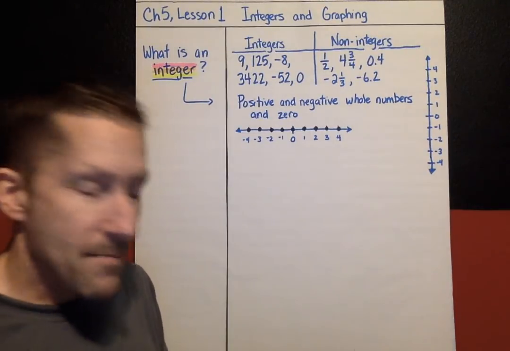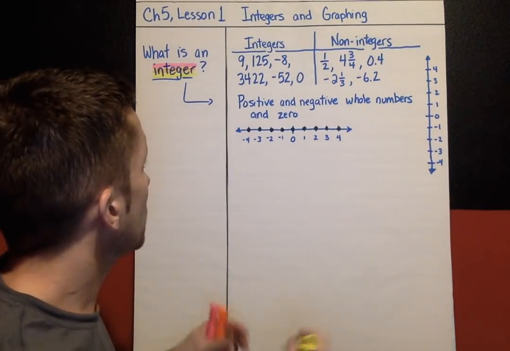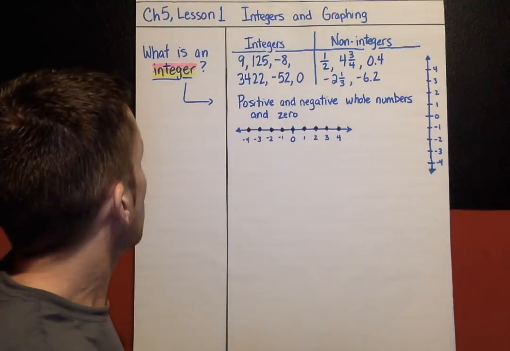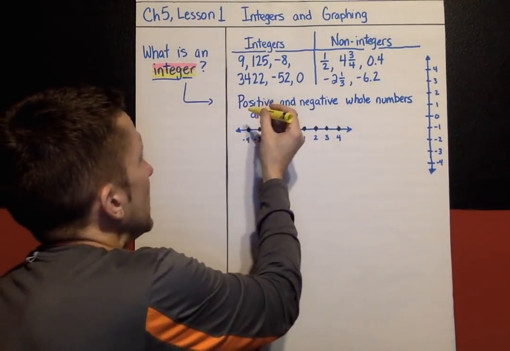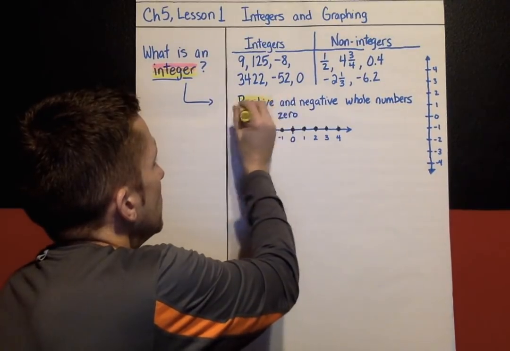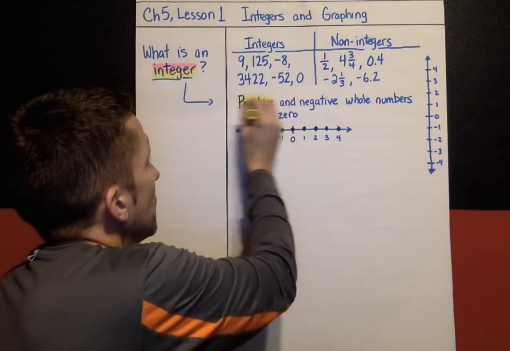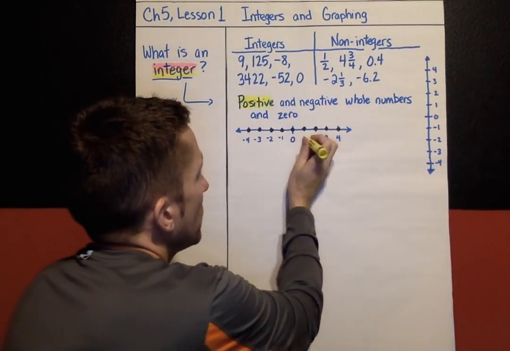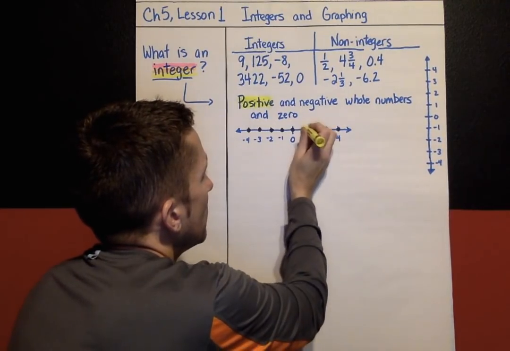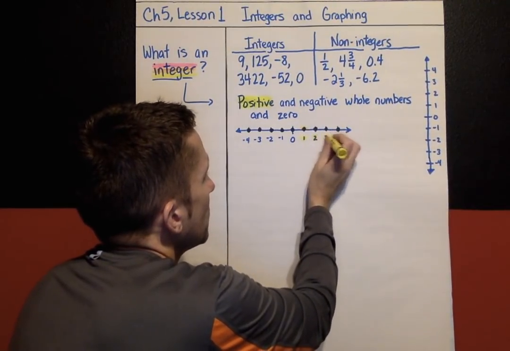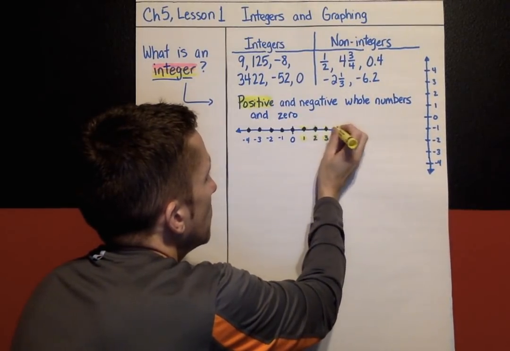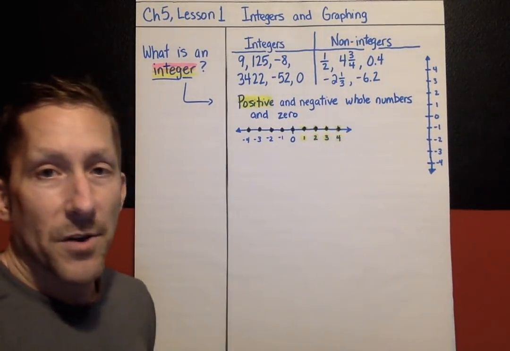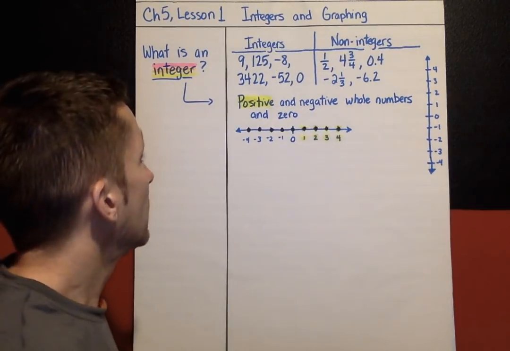Colors don't really matter as long as you match them up. So now, why did I use those different colors? I'm going to say that the yellow are positive, the positive integers, and that would be 1, 2, 3, 4. Okay, those are the positive integers.